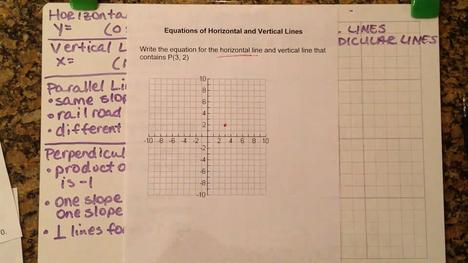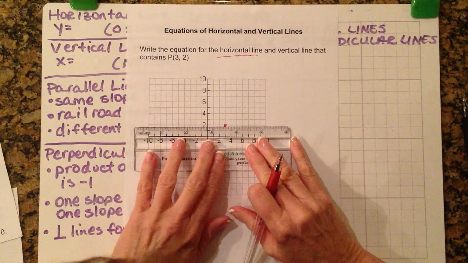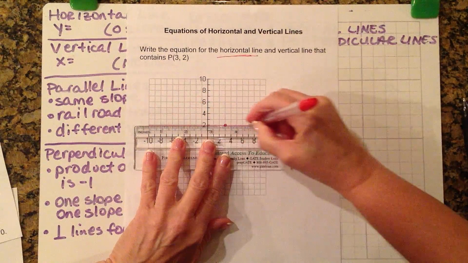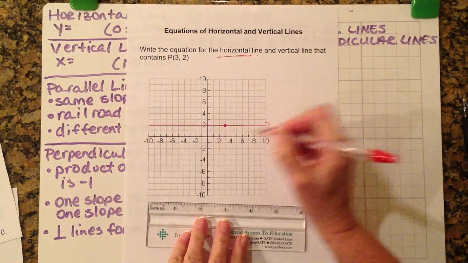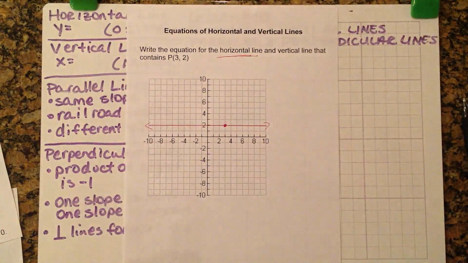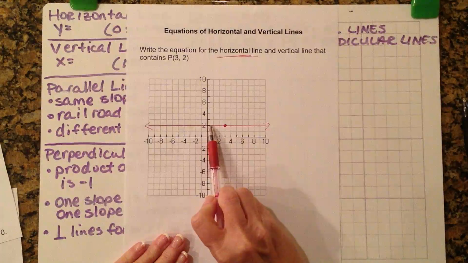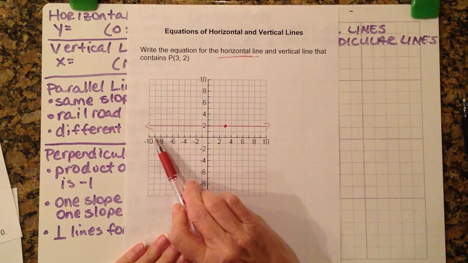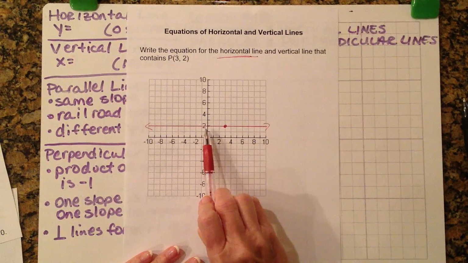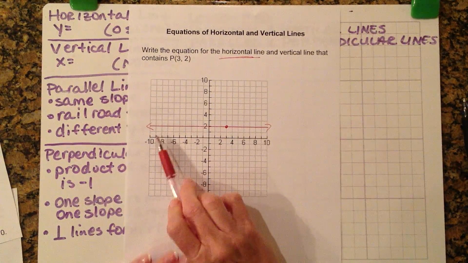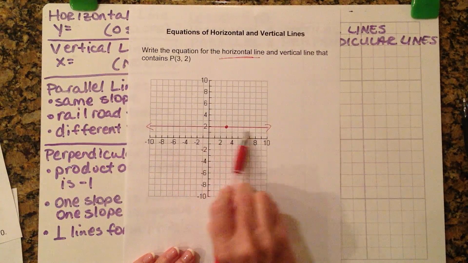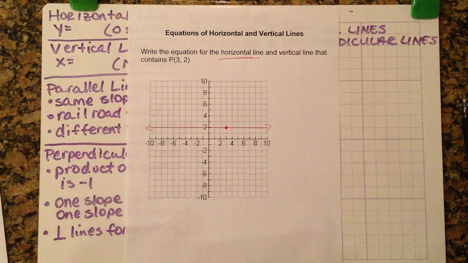So what I'm going to do is draw a horizontal line through that point. Remember, when you're thinking about horizontal, think of the horizon. If you go outside and you're looking at the horizon, you're going to be looking to your right and then to your left. You're not going to be looking up or down. The horizon goes from your right to your left. So, a horizontal line goes from right to left also.